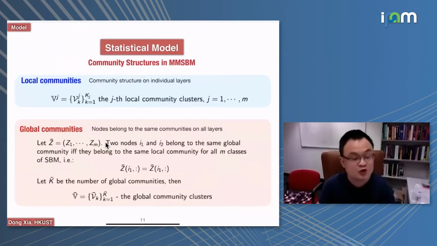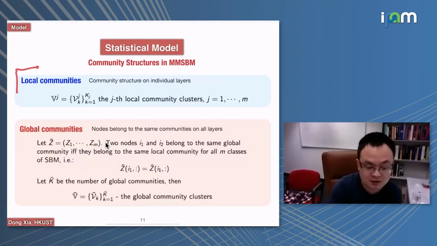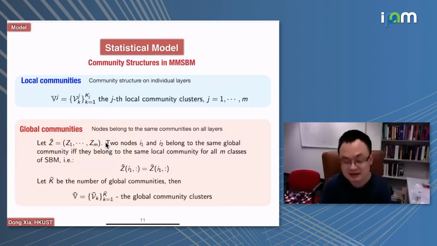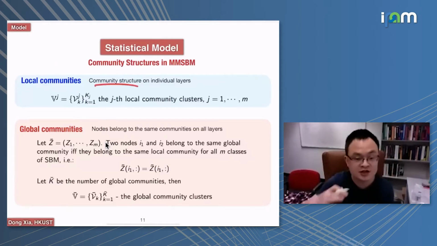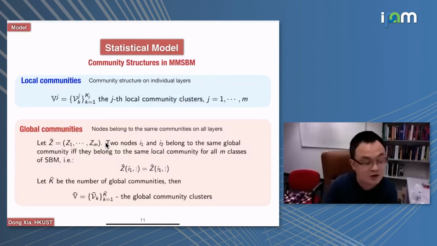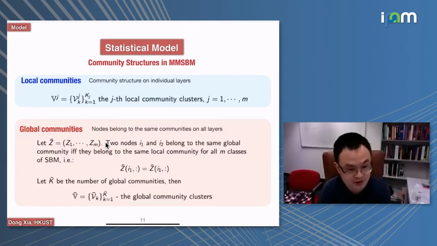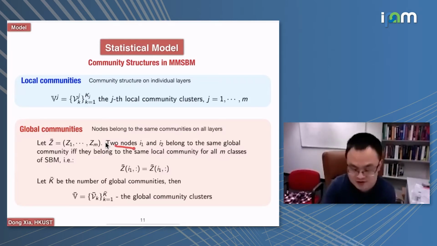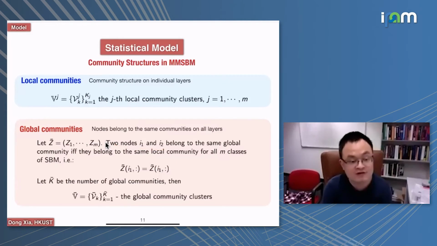Okay, and very interesting, if we define this kind of mixture multi-layer network, then we can define some new concepts. One is about local communities. The meaning of local communities is very easy. It means the community structure on each individual layer. And there are also global communities. The meaning of global communities is that if two vertices I1 and I2 belong to the same local community on every layer, then we say that they belong to the same global community.